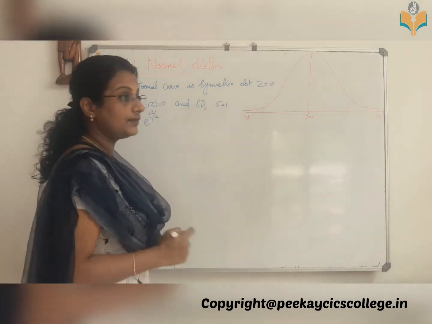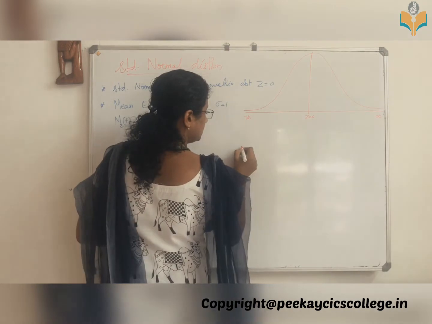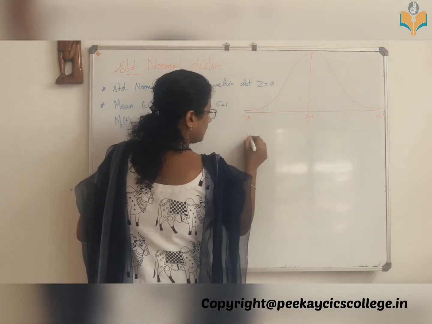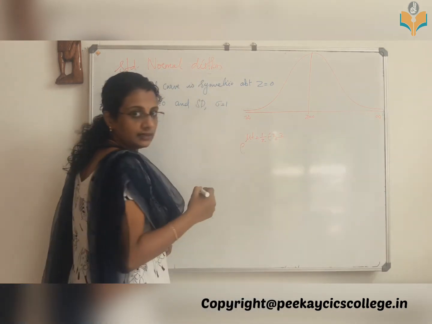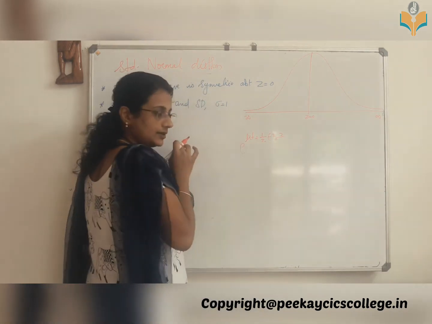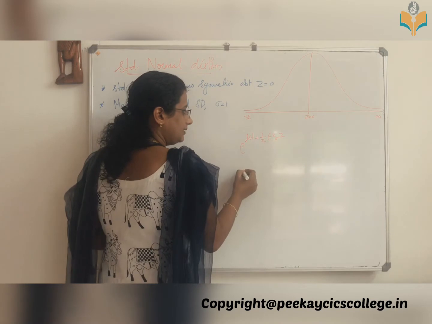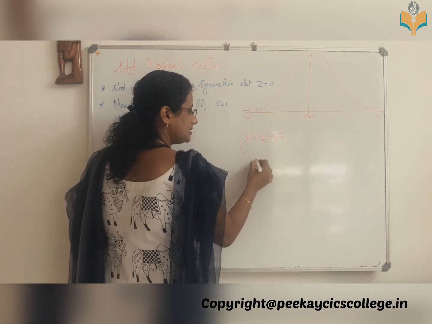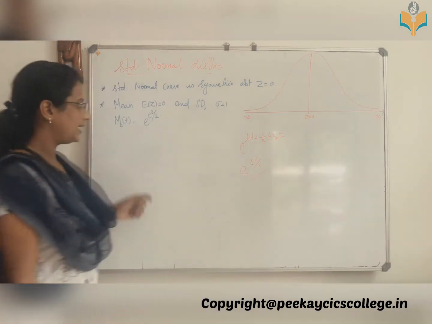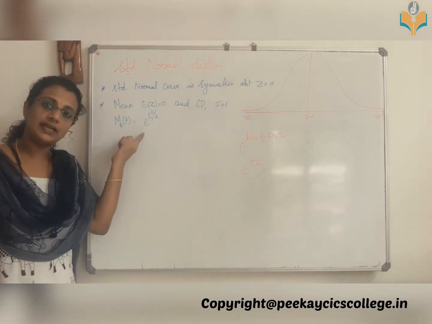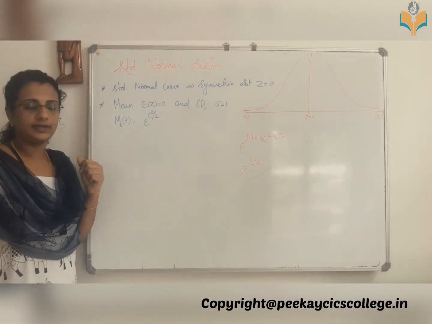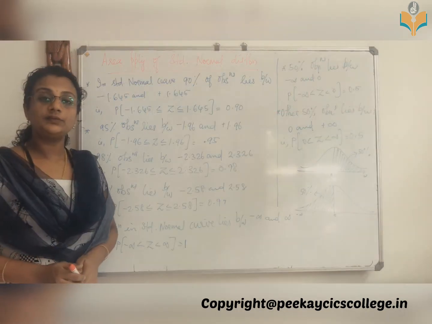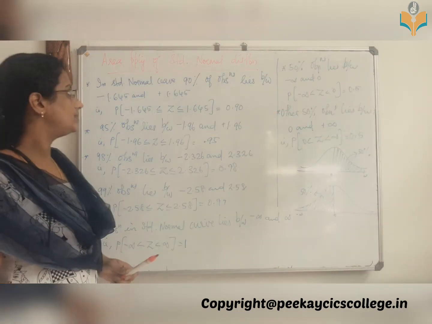And the MGF equal to e raised to t square by 2. What's the MGF of a normal distribution? E raised to mu t plus half t square sigma square, isn't it? If we put mu equal to 0 and sigma equal to 1, it will become e raised to t square by 2. Okay, so the MGF of a standard normal variable is e raised to t square by 2.